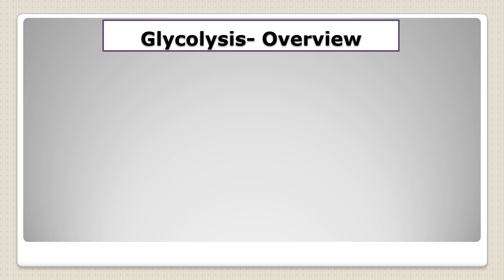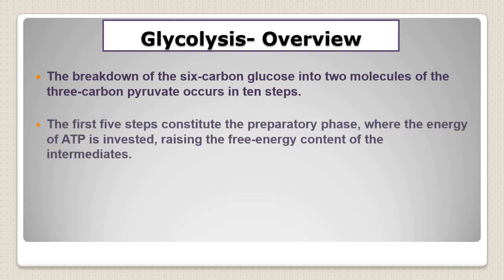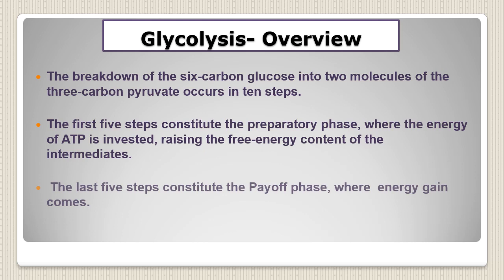Now let us see the glycolysis process as an overview. The breakdown of the 6-carbon glucose into 2 molecules of the 3-carbon pyruvate occurs in 10 steps. The first 5 steps constitute the preparatory phase, where the energy of ATP is invested, raising the free energy content of the intermediates, and the last 5 steps constitute the payoff phase, where energy gain comes.